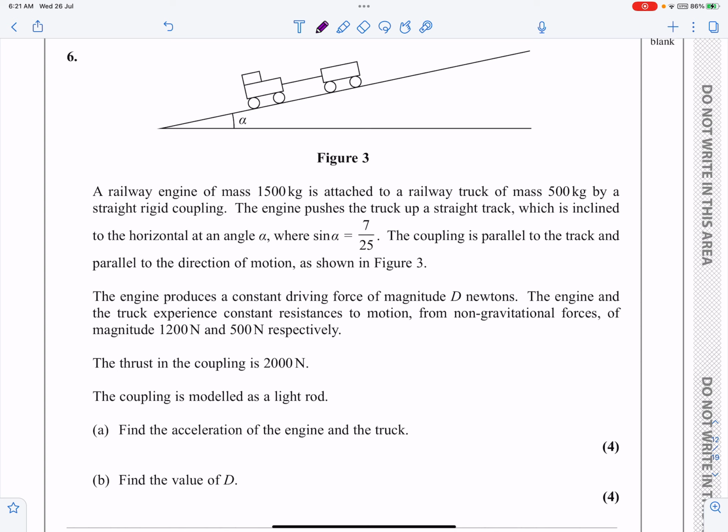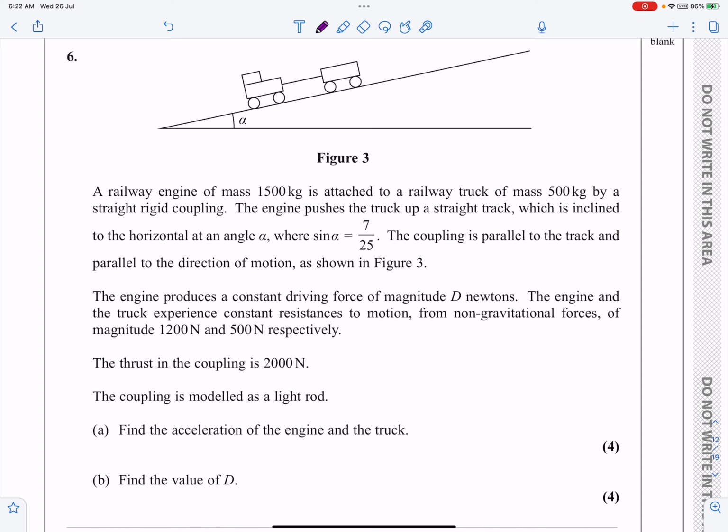So we've got an engine and a truck. The engine's 1,500 kilograms, the truck is 500, connected by a coupling, so that's going to make a difference to which way the forces go compared to tension in a string. It tells me that angle alpha, where sine alpha equals 7/25. That's quite useful. Sometimes they give us tan alpha, and then I need to work out sine and cos, but they've given me sine alpha because sine alpha is the one that I'm going to be interested in.